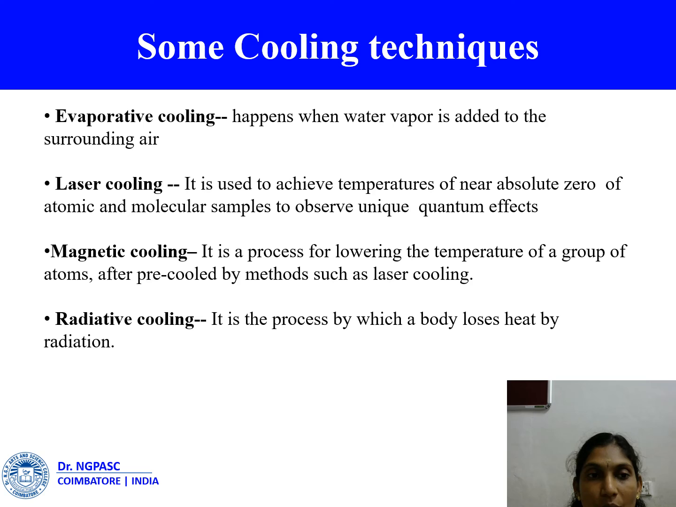Next, laser cooling. In quantum physics, laser cooling is used to achieve temperatures near absolute zero of atom and molecule samples to observe unique quantum effects. Doppler cooling is the most common method of laser cooling. Next, magnetic cooling. Magnetic cooling is a process of lowering the temperature of a group of atoms after being pre-cooled by a method such as laser cooling. Magnetic refrigeration cools to below 1 Kelvin by using the magnetocaloric effect.